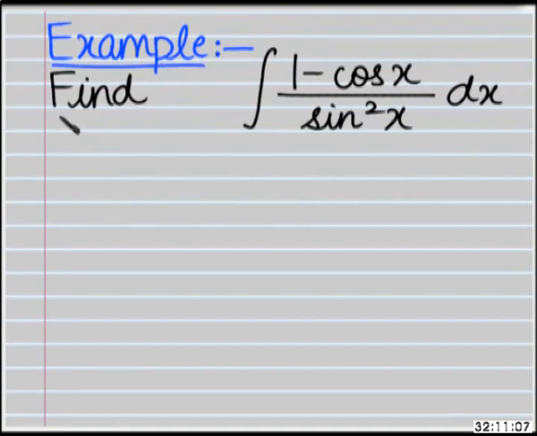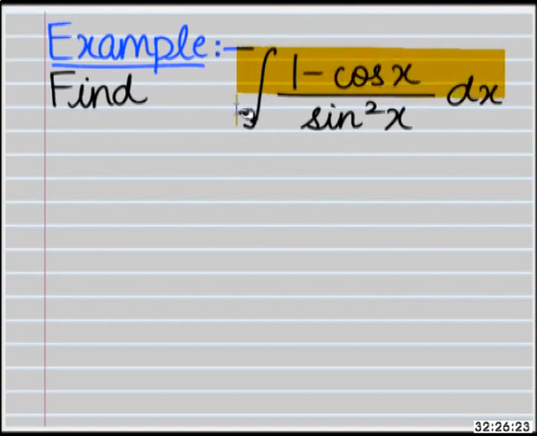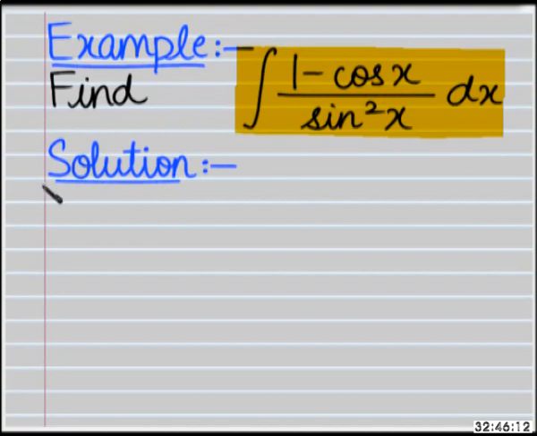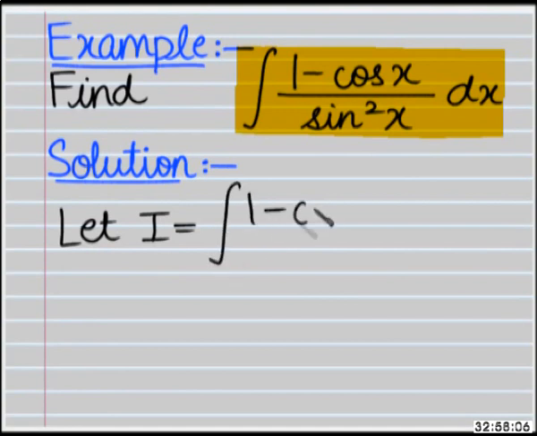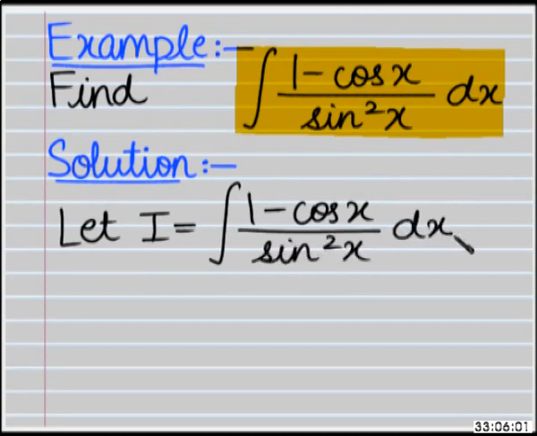Let us see an example. Find integral of 1 minus cos x whole divided by sin square x with respect to x. Now let us see its solution. Let I is equal to integral of 1 minus cos x whole divided by sin square x with respect to x.